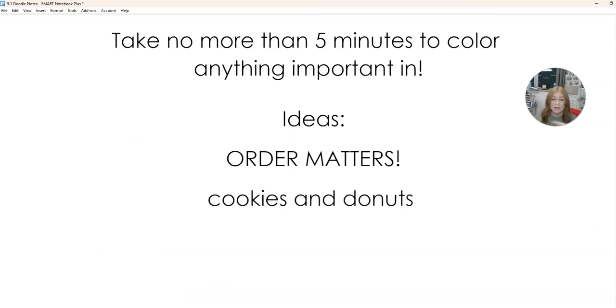So a few things you could color, no more than 5 minutes, right? Color in that sign that says order matters. That is very important. Color in those cookies, those donuts to help you connect that information. So get your notes done and get them checked off.